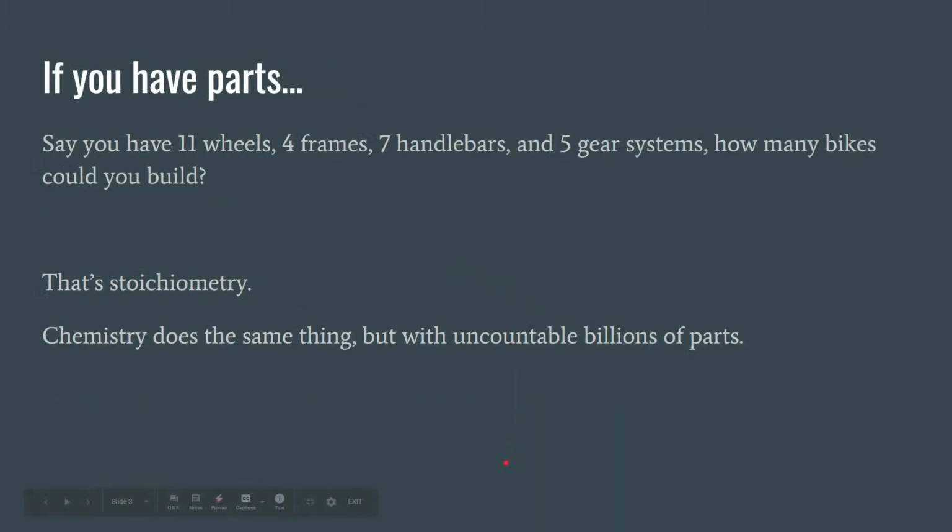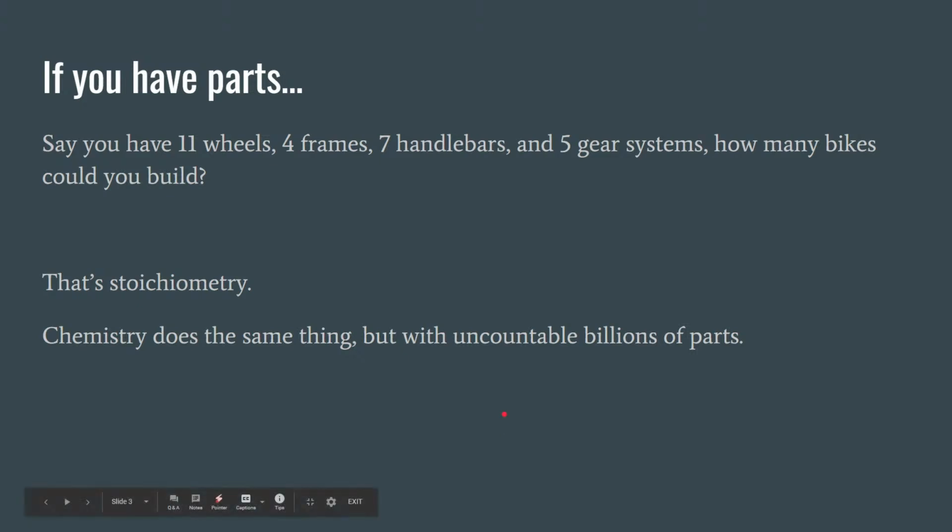Okay. So, say you have 11 wheels, 4 frames, 7 handlebars, and 5 gear systems. How many bikes can you build? Well, you know that every bike needs 2 wheels, 1 frame, 1 set of handlebars, and 1 gear system. So that means you could build, at most, 4 bikes. You would have a few wheels left over, some handlebars left over, and a gear system left over, but you could have 4 bikes. That's stoichiometry. Chemistry does the exact same thing, but with uncountable billions of parts, aka molecules and atoms.